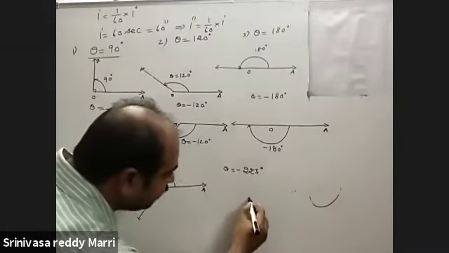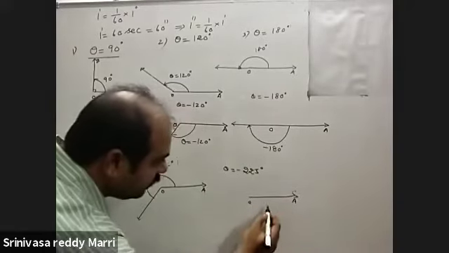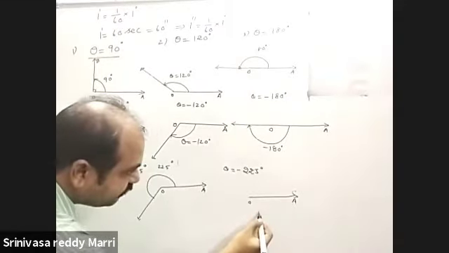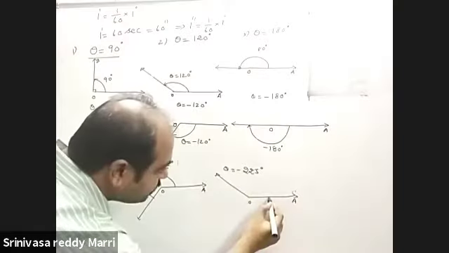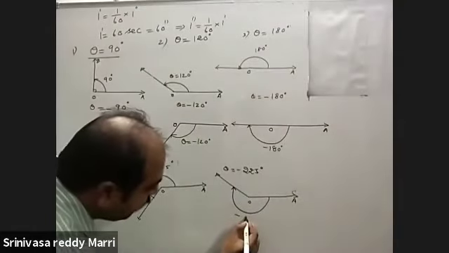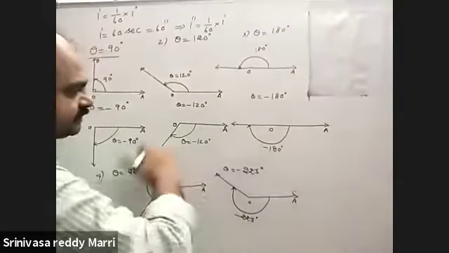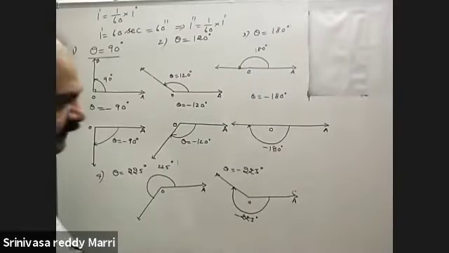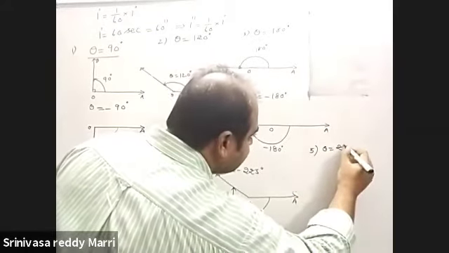Suppose theta equals minus 225 degree. So this is OA. This is 180, and on this side 225, so 180 completed and then 45. So this angle will be minus 225 degree. Just make it simple: positive means from this side and negative means from this side.